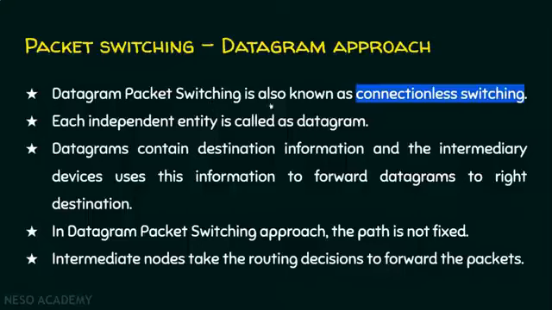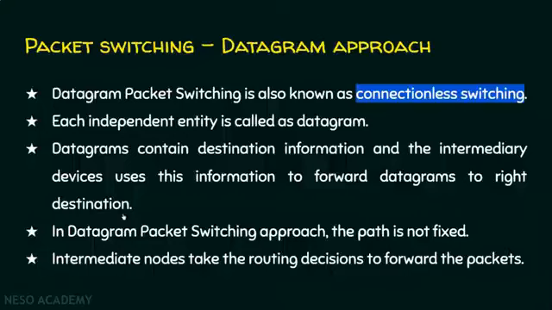Datagram packet switching is also known as connectionless switching. It means each independent entity is called a datagram. If the message is broken into 5 pieces, then each of these 5 pieces is called a datagram. Each datagram contains destination information, and the intermediary devices use this information to forward the datagrams to the right destination. Suppose the original message is broken into 5 datagrams, each datagram will have destination information, and this destination information will help the intermediary device to forward the datagrams to the right destination.